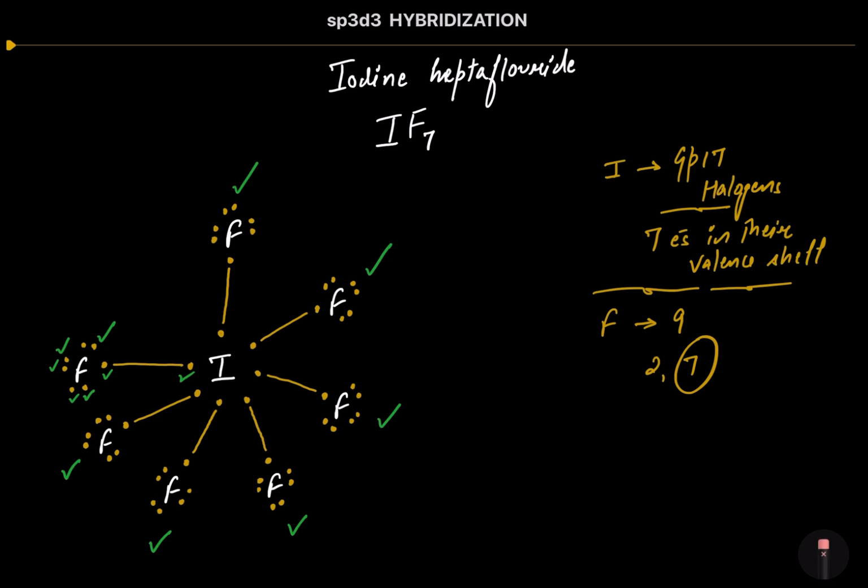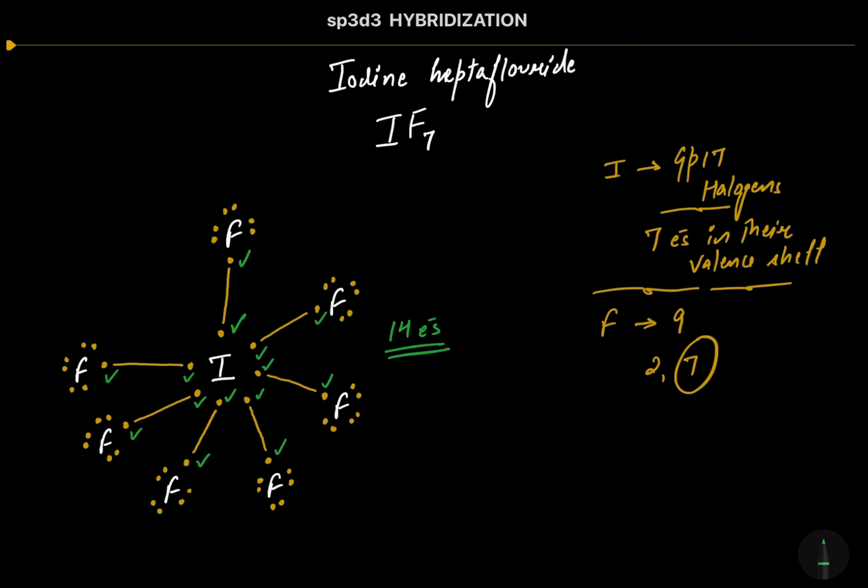So now let's talk about the iodine. Now we have to count the number of valence electrons of iodine after the formation of 7 bonds with 7 fluorine atoms. So I'm counting for the iodine now. That's the first electron, second electron, third, fourth, fifth, sixth, seventh, eighth, ninth, 10th, 11th, 12th, 13th and 14th. That means iodine has attained 14 electrons in its valence shell after the formation of 7 bonds with 7 fluorine atoms.